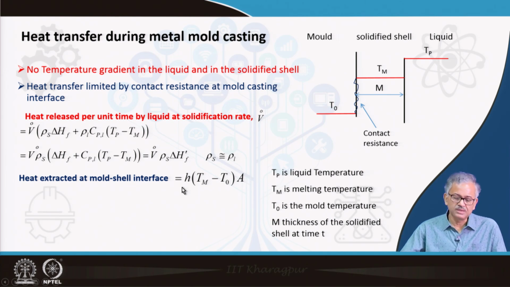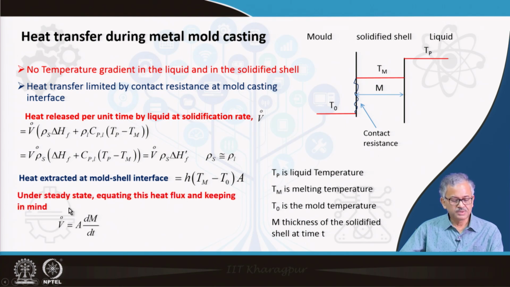So, this will be the heat that will be extracted per unit time into the mold. If you equate these two terms, keeping in mind that V naught is simply A into dm by dt, where dm by dt is the rate of solidification and A is the area, then after some simple integration from 0 to t and 0 to m, m will come like this.